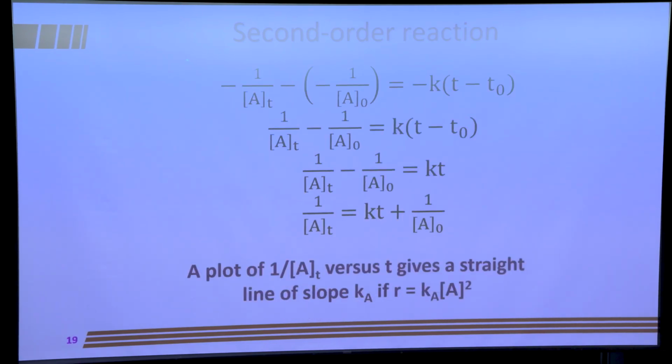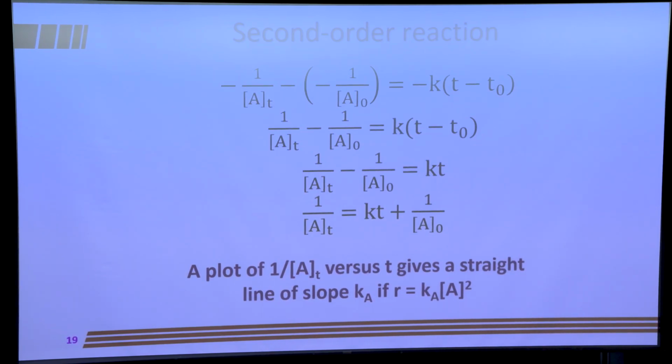Okay, so we have minus 1 over the concentration of A at any time, minus 1 over the concentration of A at time 0 is equal to minus k times t minus t0. And if we solve that equation down, a plot of 1 over the concentration of A at any time versus time should give us a straight line, the slope of which is the rate constant, and the y-intercept is 1 over the concentration of A at time 0. That's if A obeys second order kinetics.